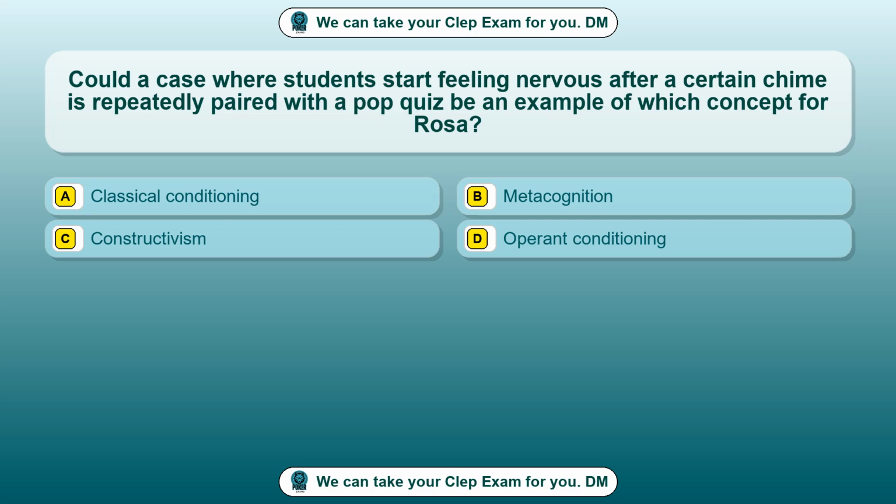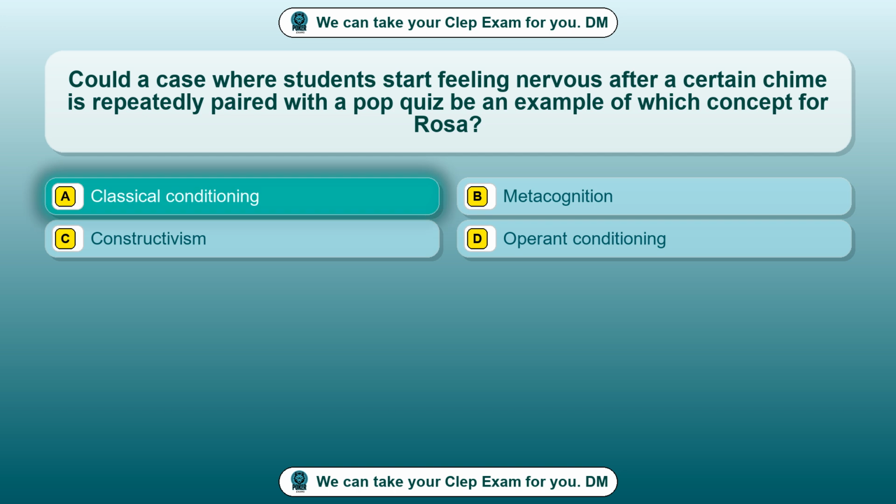Question 1. Could a case where students start feeling nervous after a certain chime is repeatedly paired with a pop quiz be an example of which concept for Rosa? Option A, classical conditioning. Option B, metacognition. Option C, constructivism. Option D, operant conditioning. The correct answer is option A, classical conditioning.